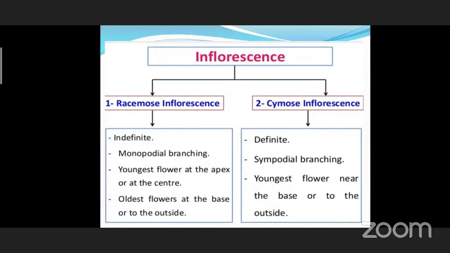See here, racemose inflorescence has an indefinite character, and cymose inflorescence has a definite character. Racemose inflorescence has monopodial branching, but cymose inflorescence has sympodial branching. In racemose inflorescence, the youngest flower is at the apex or center. But in cymose inflorescence, the youngest flower is near the base or to the outside. In racemose inflorescence, the oldest flowers are at the base or to the outside.